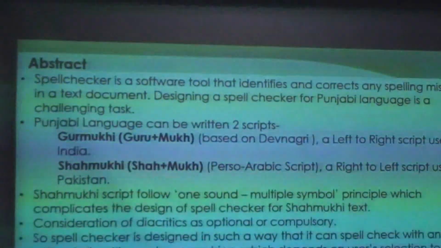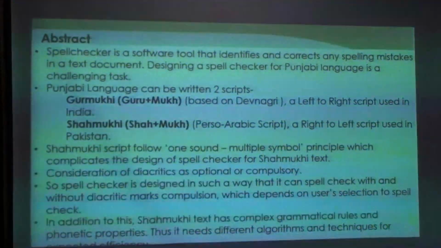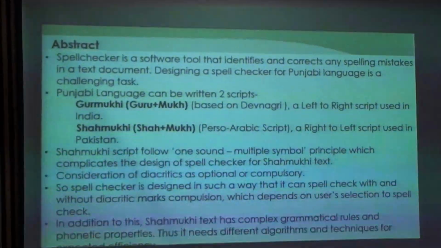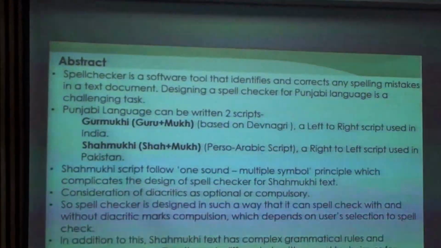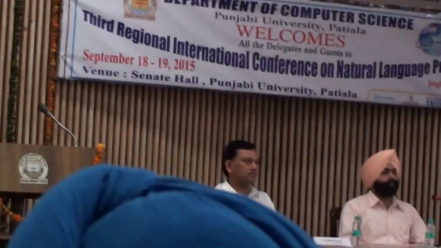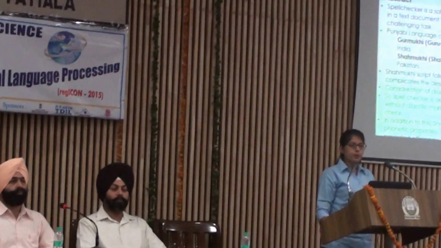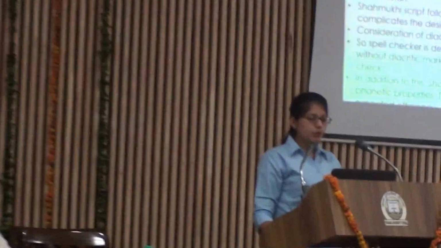A spell-checker is a software tool that identifies and corrects any spelling mistakes in a text document, and designing a spell-checker for the Punjabi language is a challenging task. Punjabi can be written in two scripts, Gurmukhi and Shahmukhi. Gurmukhi is based on Devanagari, a left-to-right script used in India, and Shahmukhi is a Perso-Arabic, right-to-left script used in Pakistan.